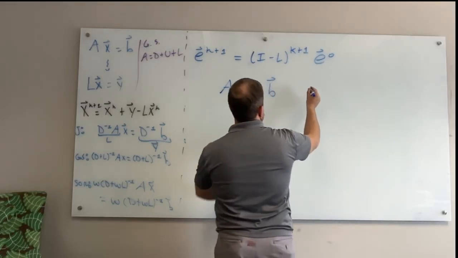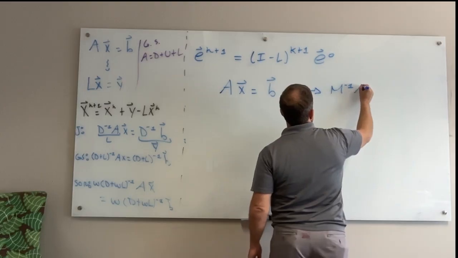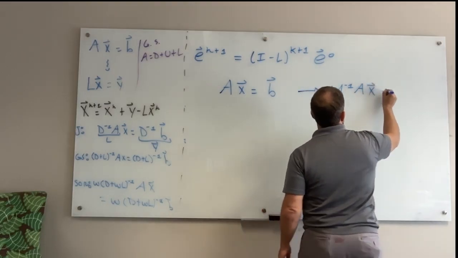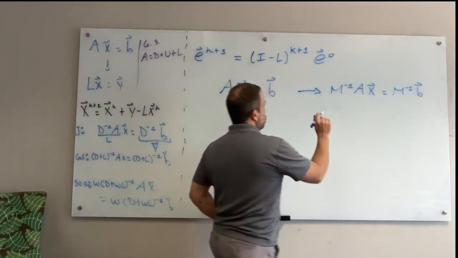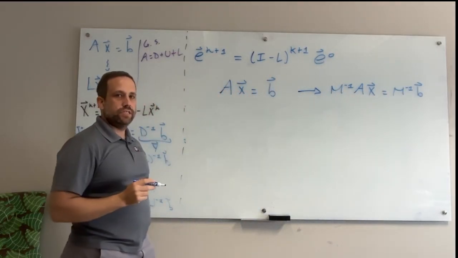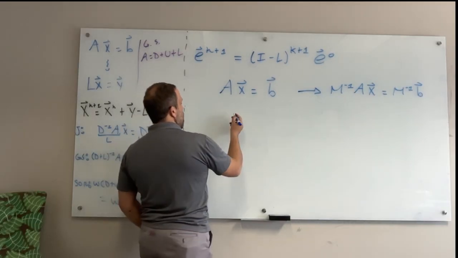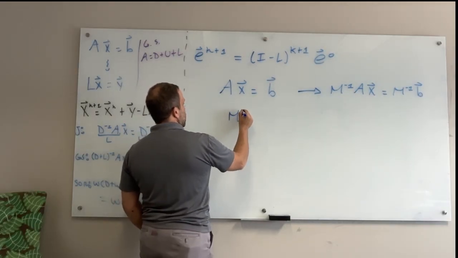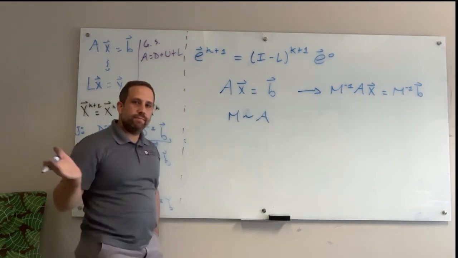So we want to take this and precondition to get to a system M inverse AX is equal to M inverse B. And we want M to have some properties. For this to work, we need M to have some nice properties. But the main one is that we want M to be approximately equal to A.